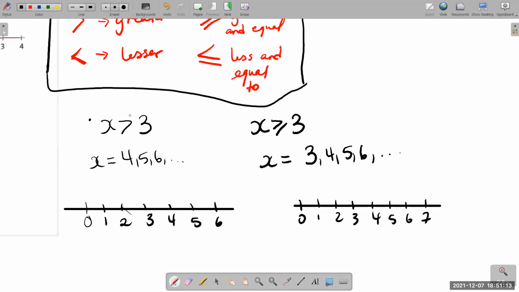Whenever you are using the greater than or less than sign, when you're representing this information on a number line, you use an open circle. So you have to use an open circle, and I'm going to show you what I mean by an open circle. When you are drawing a greater than and equal to, you have to use a shaded circle.